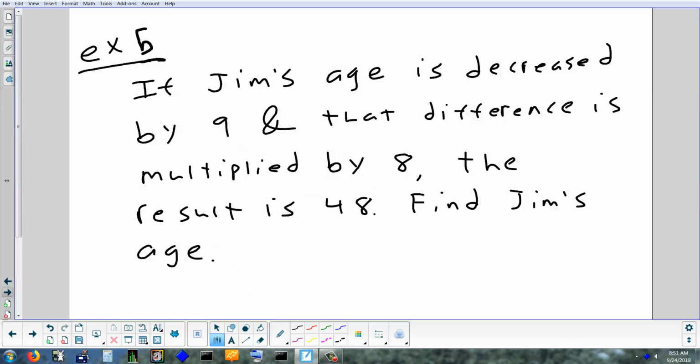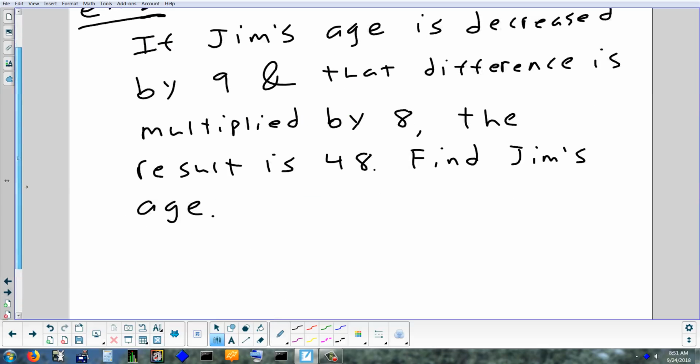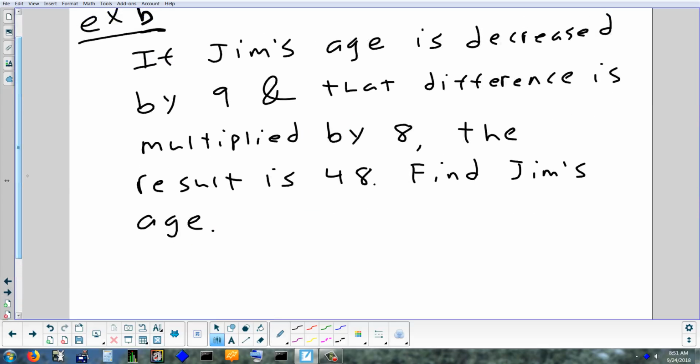All right, one more. It says, if Jim's age is decreased by 9, and that difference is multiplied by 8, the result is 48. Find Jim's age. In this problem, what's the unknown? Well, what are we trying to find? Do we know how old he is, Yusuf? Huh? Do we know how old he is? Oh, no. No. So what do you want to put? X. X.